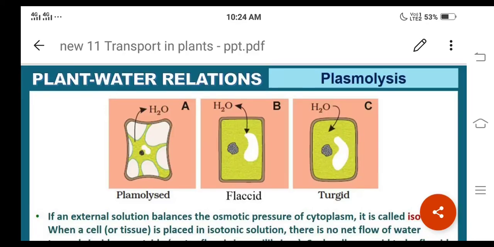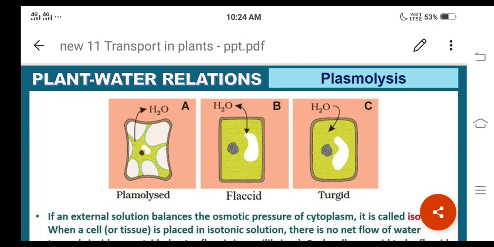Dear students, let us continue with one more concept in transport in plants. It is plasmolysis. In the case of plant cells, we can consider the behavior of plant cells or tissues with regard to water movement.